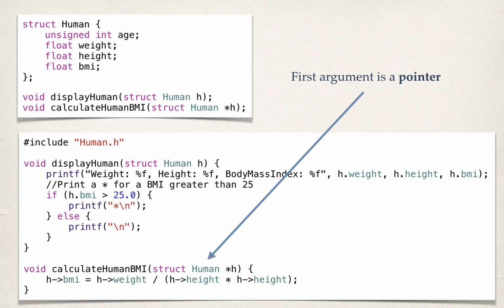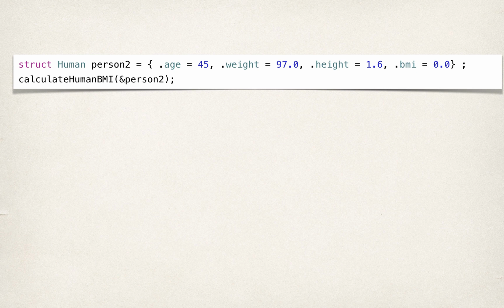So let's look at how we would do this in code. It's very straightforward. We'd first instantiate this person. So struct human's the data type, and then we'd initialize it with some values, and then we would pass the address of it to calculate human BMI. So that will take these parameters and overwrite the BMI property. Okay, so we're passing the address.